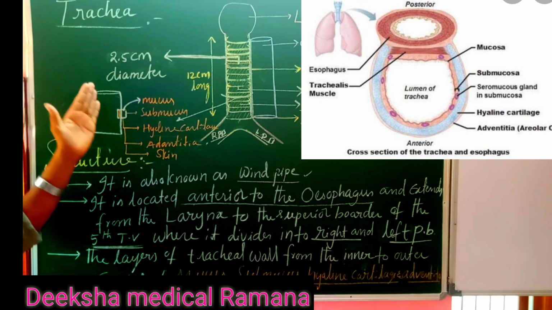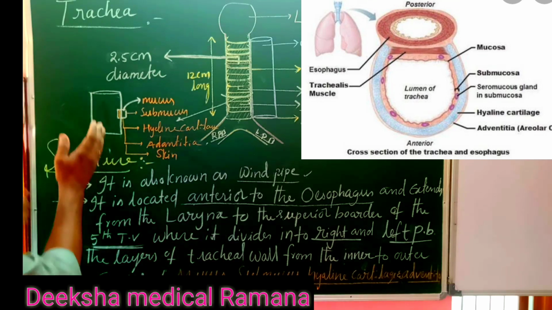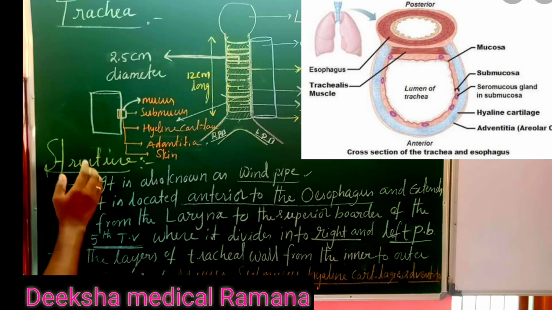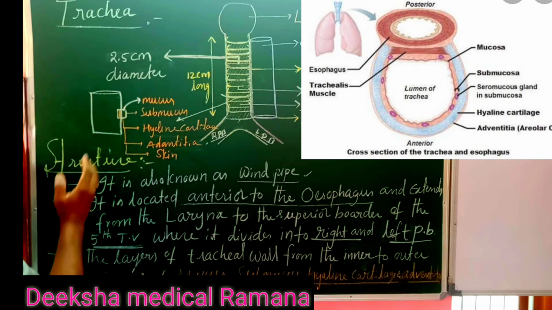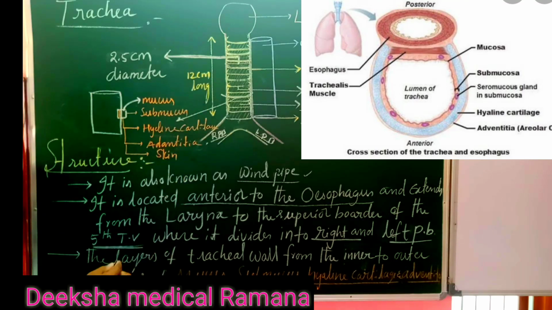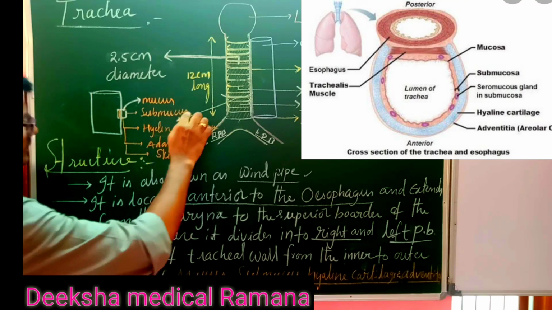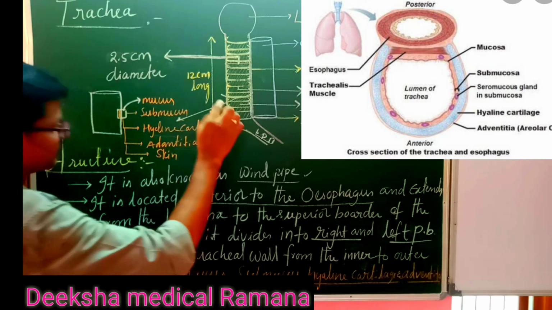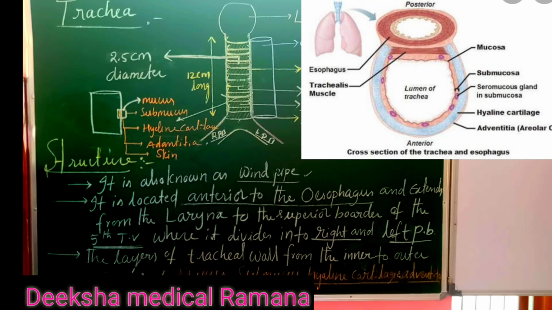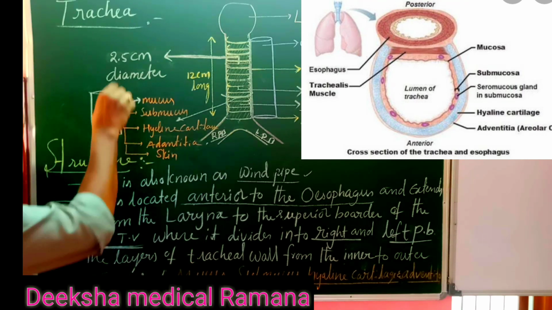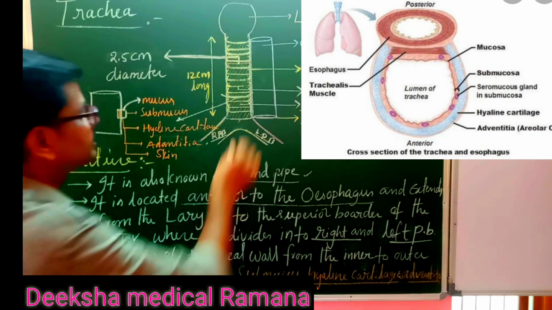So from the innermost layer to the superficial layer, there are many layers present. The innermost layer is the mucosa. Next is the submucosa. Next are the C-shaped hyaline cartilaginous rings. Next is the adventitia, and the last one is the skin. These are the layers in the trachea wall, right?